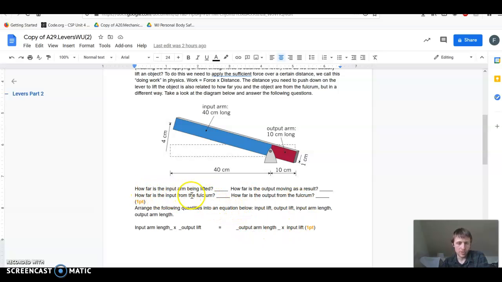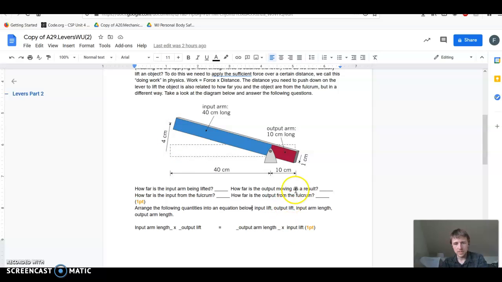Now, I'm going to go ahead and help you out with this one right here. Arrange the following quantities into an equation below that makes sense: input lift, input arm length, and output arm length. So it's important to understand what these things are. Input lift is the distance that the input arm is getting lifted. So this is you taking your hand and lifting it 4 centimeters.